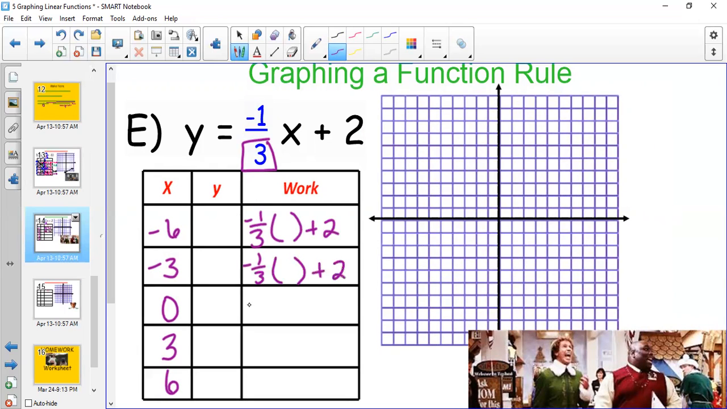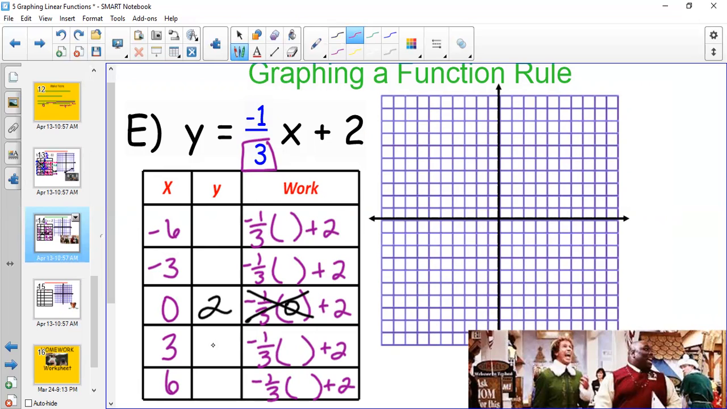I can do it all at once. Again, I'm going to do it like I did the last one. I'm going to start with the one that I think is the easiest. And I think you guys all would agree that plugging in 0 is the easiest to do because anything times 0 is 0. So I'm just left with 2.